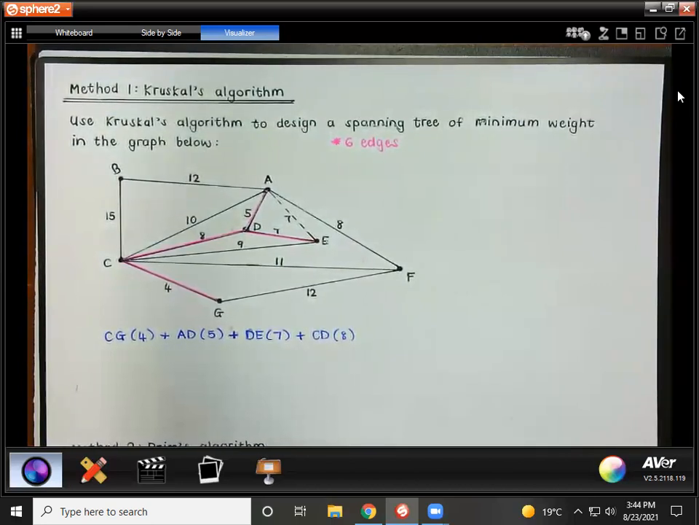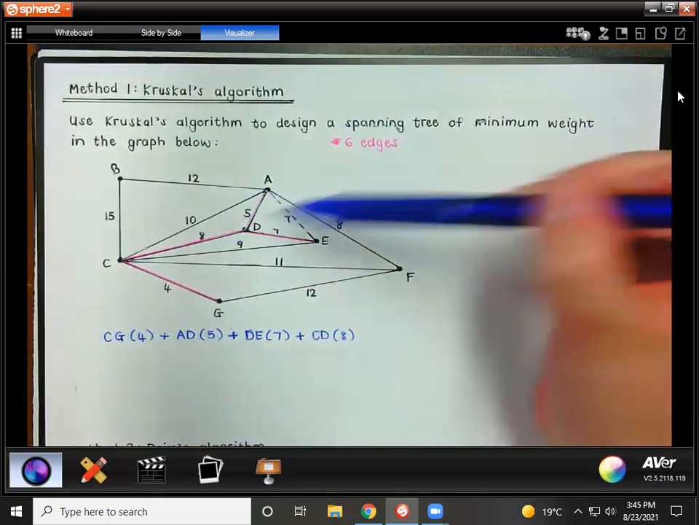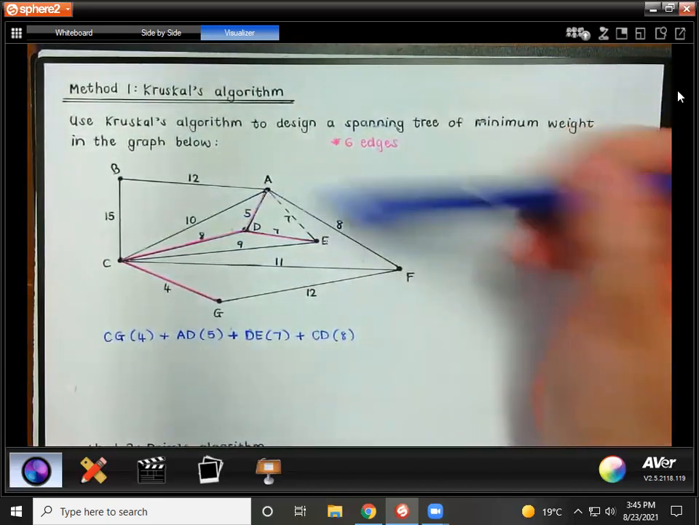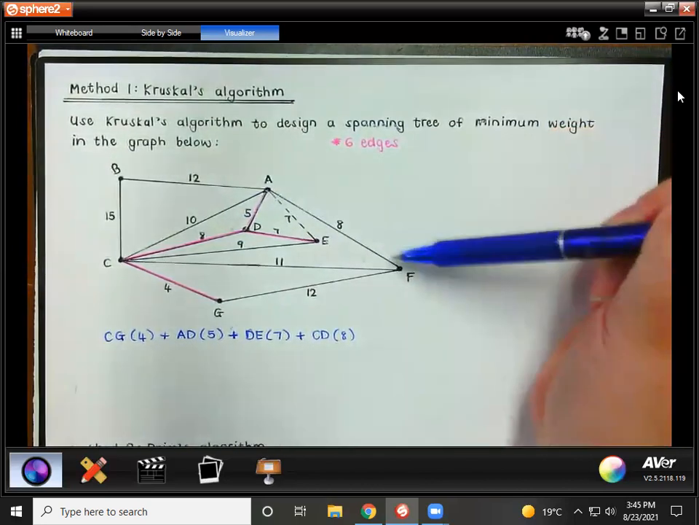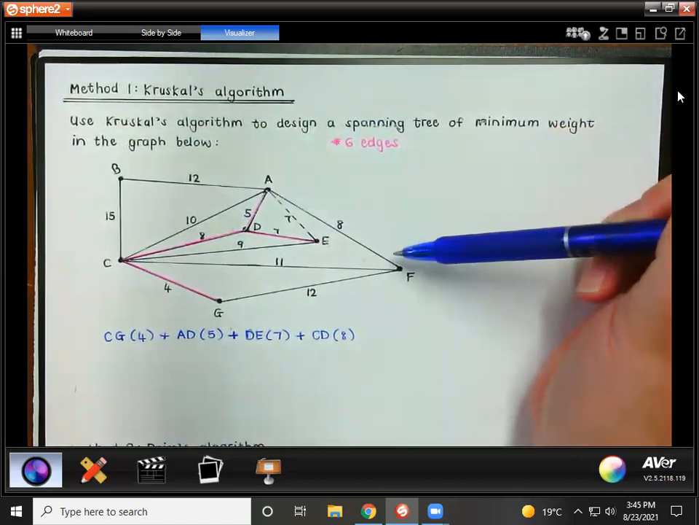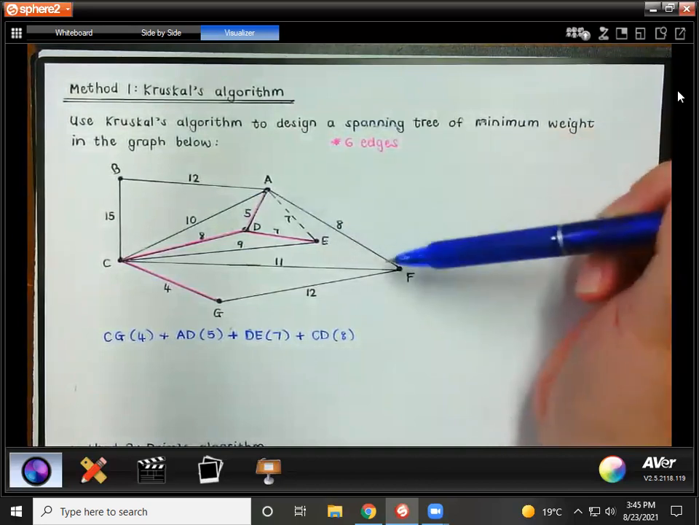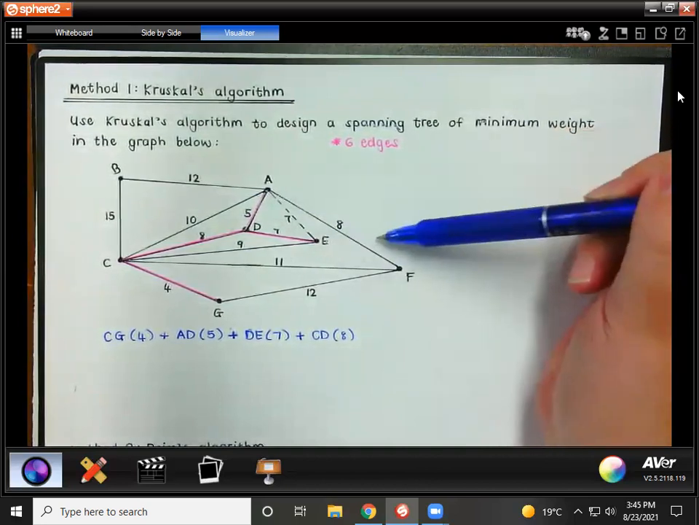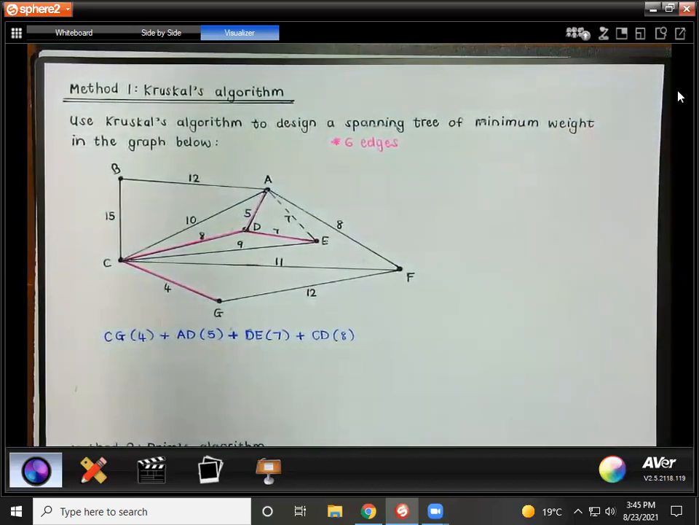I'm already on 4 edges. I'm supposed to only add 2 more, and then I'm supposed to be done. So let's see, the other one with a weight of 8 was AF. If I add AF in, will that create a circuit with any of the edges I've already connected? No, so we can add in AF.